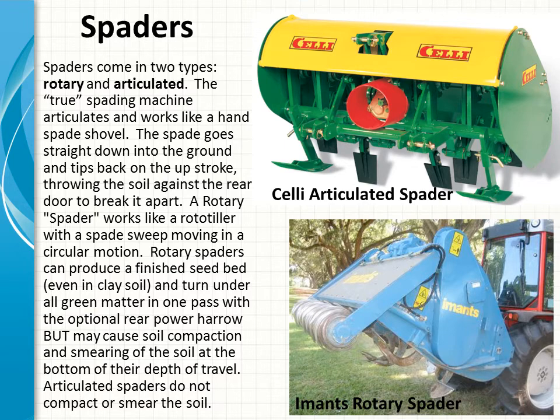Spaders can be a little less violent on soil structure than rototillers and rotovators. The articulated spader at top replicates hand digging, but leaves behind a rougher seed bed without smearing the soil or creating a hard pan. The rotary spader in the bottom picture leaves behind a more finished seed bed while incorporating the cover crops in one pass, but may smear and compact the soil at the bottom of its rotation depth. A subsoil ripper or large chisel plow may be needed to break up this compaction if it becomes a problem.